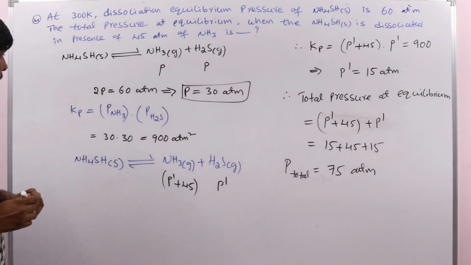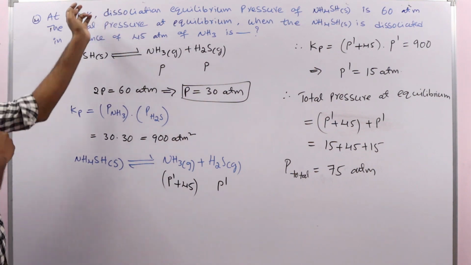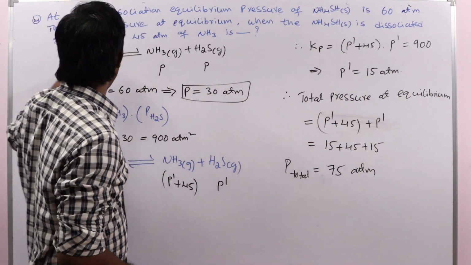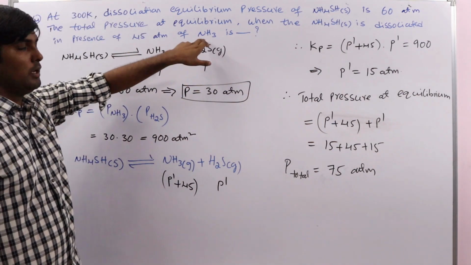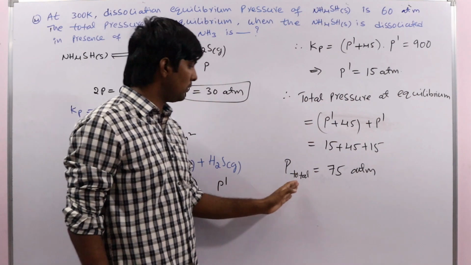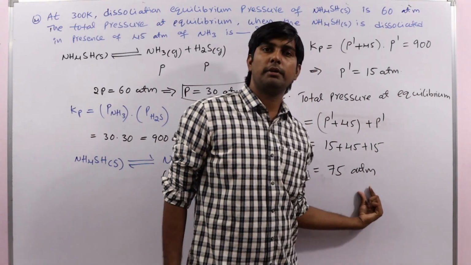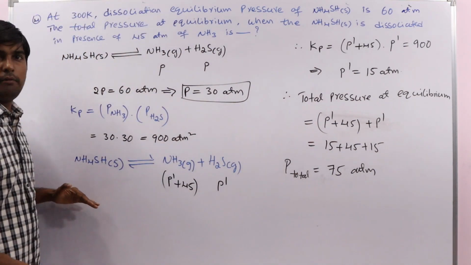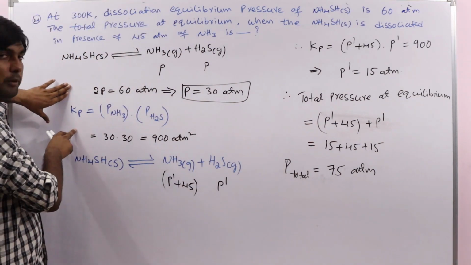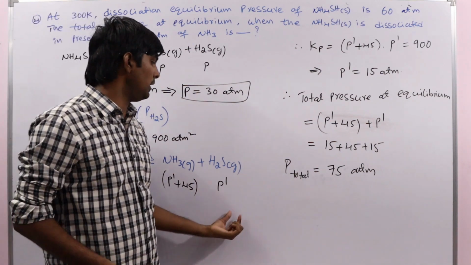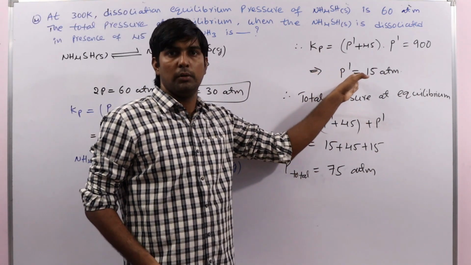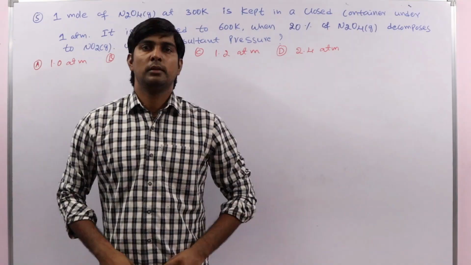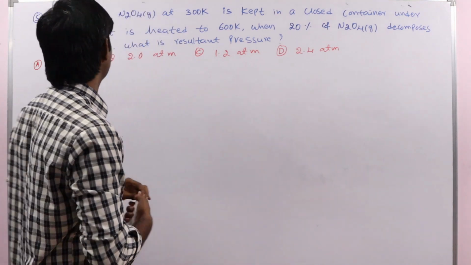When only NH4SH is present, the total pressure at equilibrium is 60 atmosphere. When the same dissociation is carried out with NH3 already present, the total pressure at equilibrium is 75 atmosphere. Very important and very simple. First we calculated Kp, and then by using it we calculated P dash, and then the total pressure. Now let us see another problem.